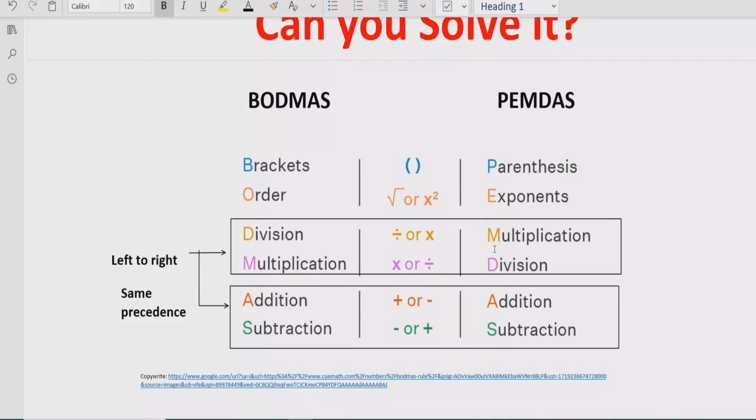Step number 3, you have to solve division and multiplication. So what you have to do, you have to go left to right in your expression and find out division and multiplication. Both have similar precedence, so you can solve any of them which is coming first. Similarly, for addition and subtraction, we have the same rule. We can solve addition first if it is coming first. We can solve subtraction first if it is coming first. Now move forward, solve the given example.